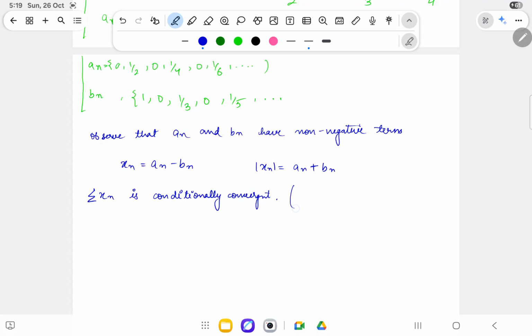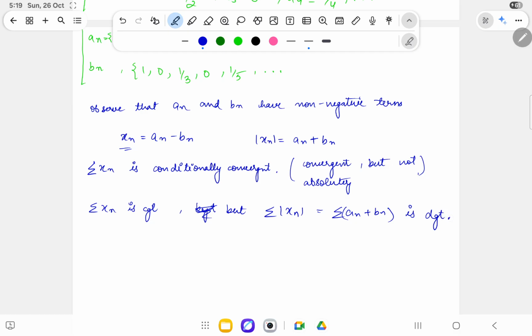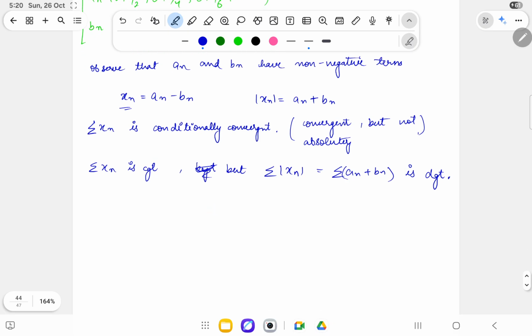That means that it is convergent but not absolutely. So if that's the case, from here I can say that summation xn is convergent, but summation modulus of xn, that is summation an plus bn, is divergent, not convergent. I can conclude this using the definition of conditionally convergent and how we defined xn and modulus of xn.